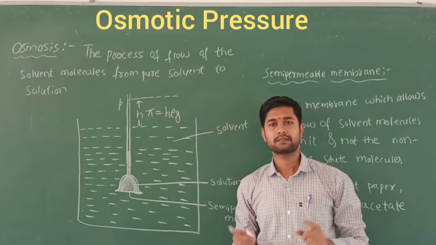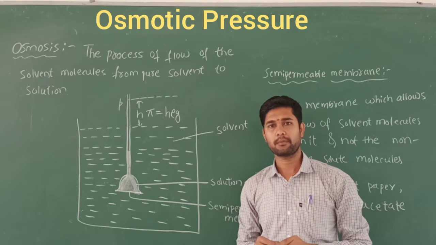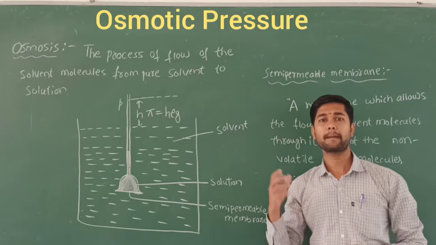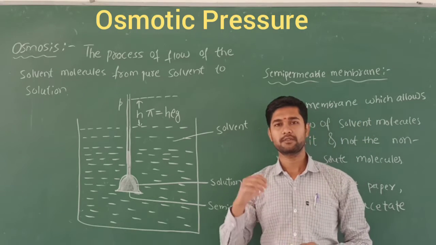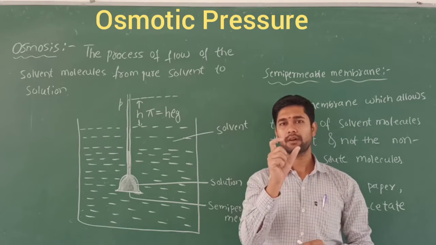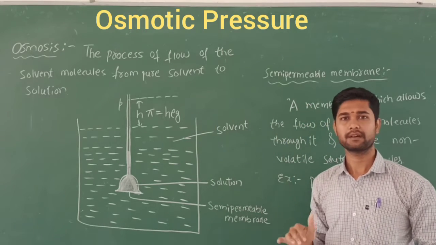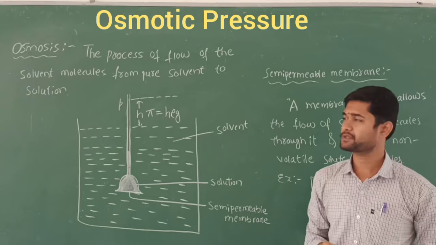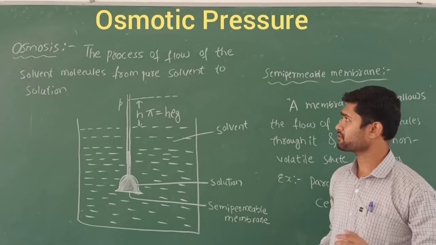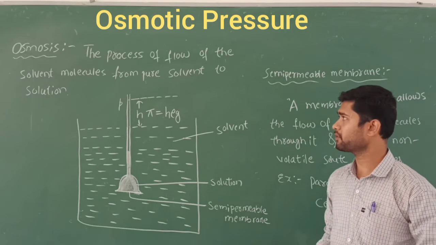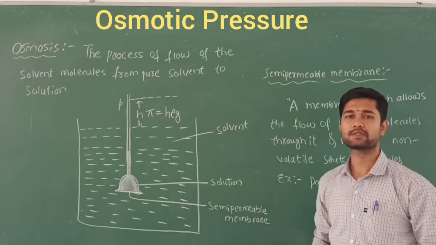Let's discuss the last one of the colligative properties, that is called osmotic pressure. When you hear osmotic pressure, one word will come up, that is called osmosis. This is also very important. Osmosis. What do you mean by osmosis? Osmosis is nothing but the process of the flow of the solvent molecules from pure solvent to the solution.